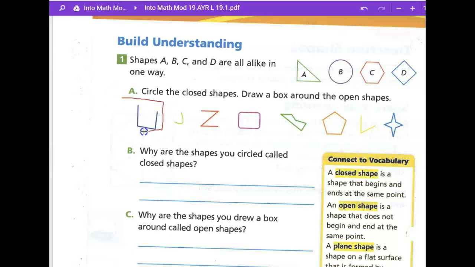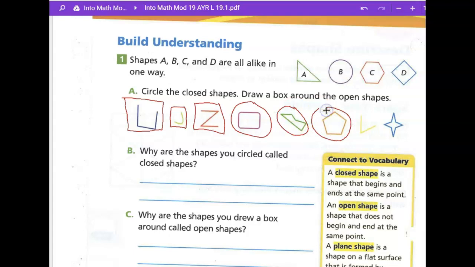Is this closed or open? Open. The top of it's gone, isn't it? How about this second one? Open. How about the one next to it? And the next one? Closed. And this one? And the pentagon? And the little other sign here? That one's open. And this one is closed. So a closed shape is a shape that begins and ends at the same point.